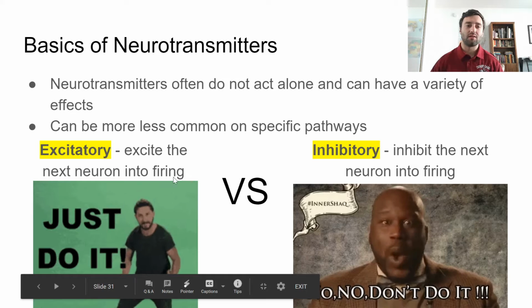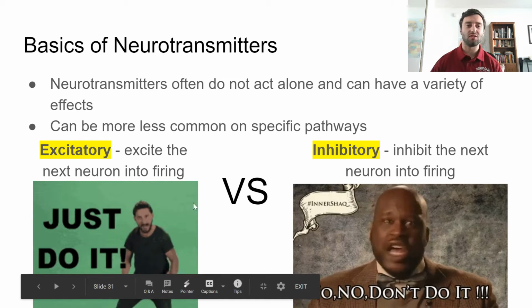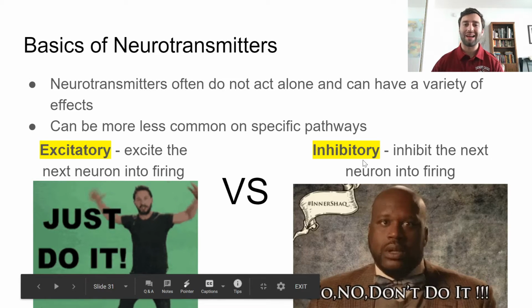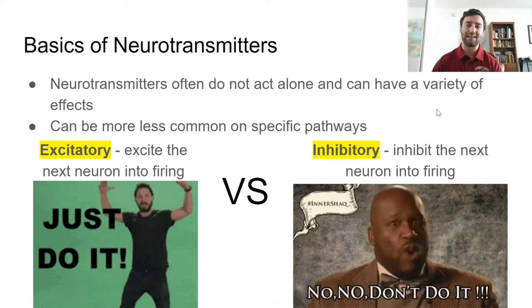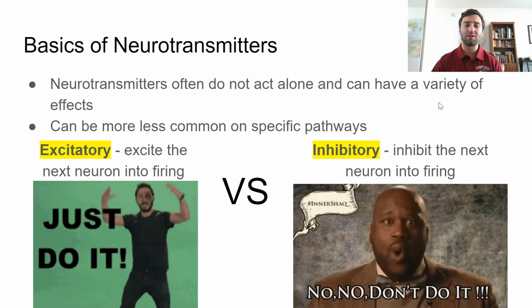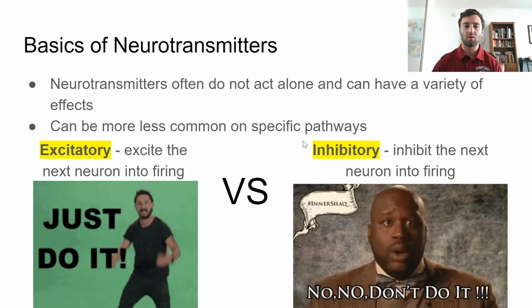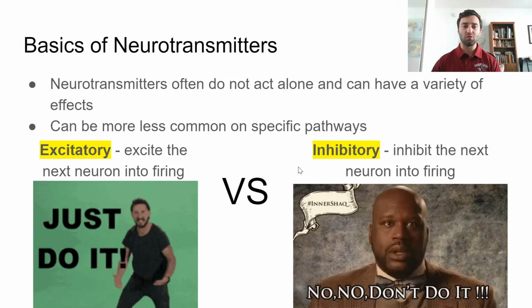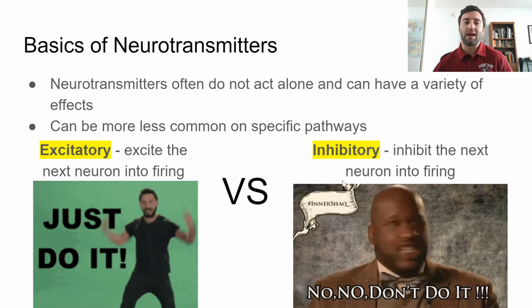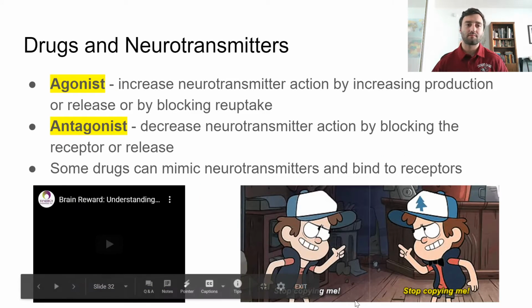So you can think of them right here as just yelling to fire: fire, fire, fire. Our inhibitory neuron is telling us not to. It's saying no, don't fire. It's trying to stop that next neuron from firing. Okay, so again, we have these two sides that we can kind of see.